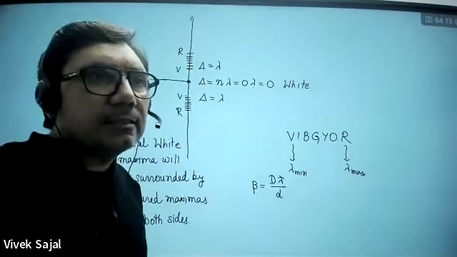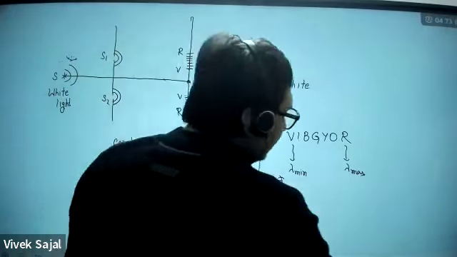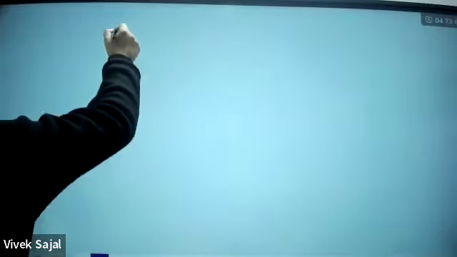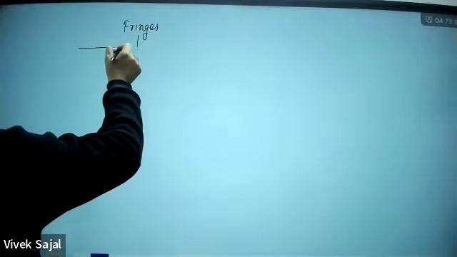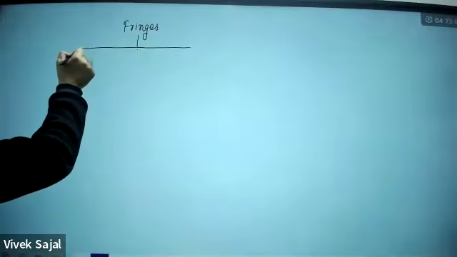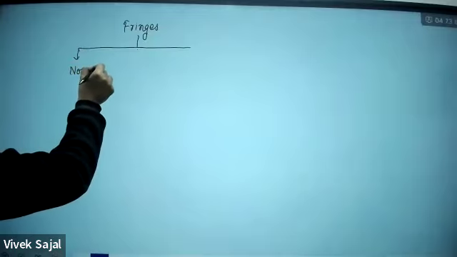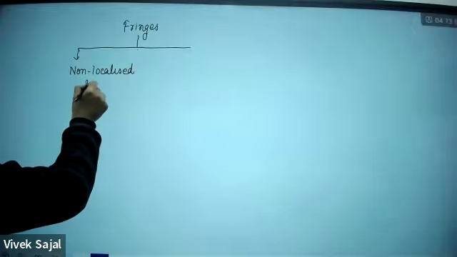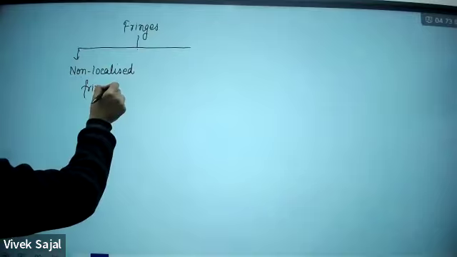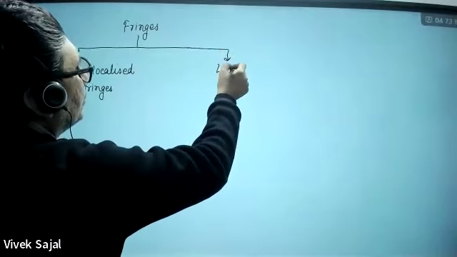One more thing is, what type of fringes are formed here? Next, actually two types of fringes you are going to observe. One is non-localized fringes, and the second is localized fringes.